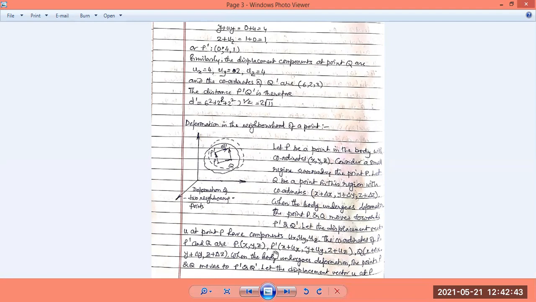So we have added P dash, which becomes P plus the displacement vector u. What are the components of the length PP' along the x direction, y direction, and z direction? So we have the components ux, uy, uz. So P dash becomes x plus ux, y plus uy, z plus uz, and Q is given already as x plus delta x, y plus delta y, and z plus delta z.